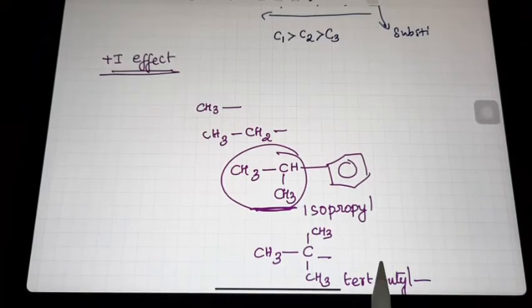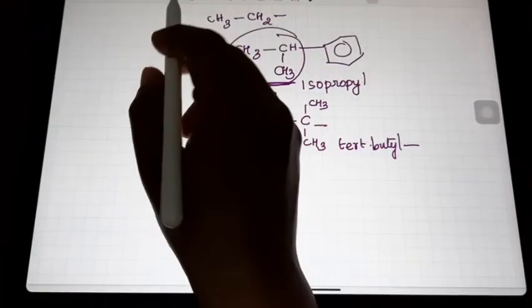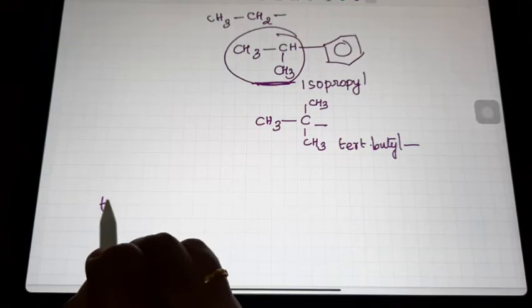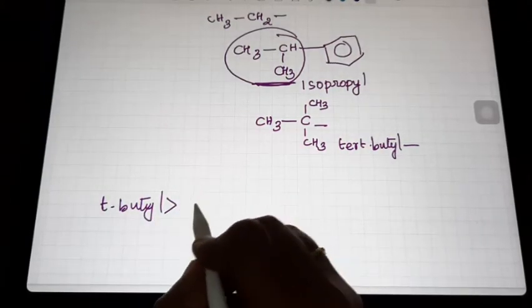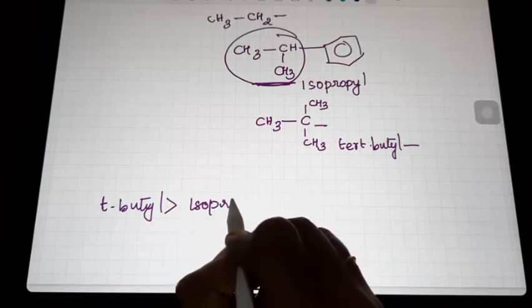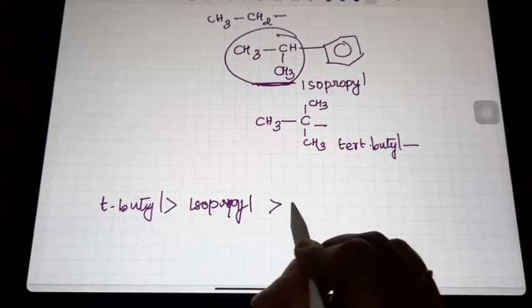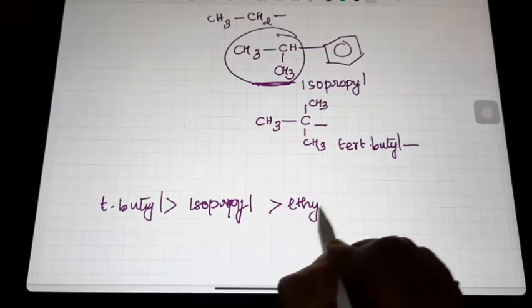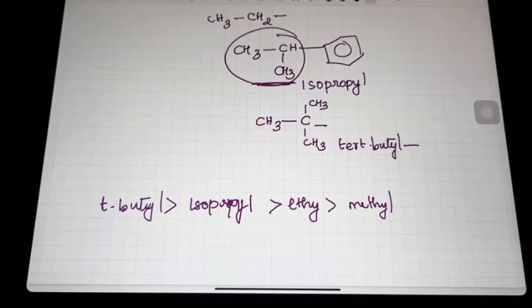Generally we say that alkyl groups have the plus I effect, and the order of this plus I effect differs among alkyl groups. That is, tertiary butyl has more plus I effect compared to the isopropyl group, the structures of which I wrote just before. Then it is greater than ethyl, which is greater than methyl. Okay, this is about plus I effect.